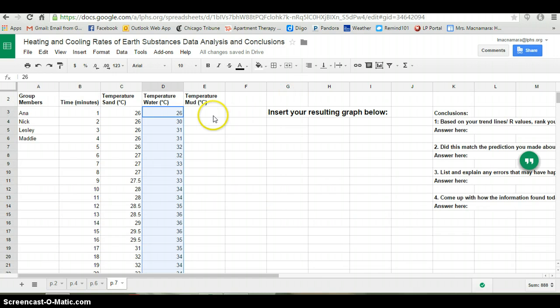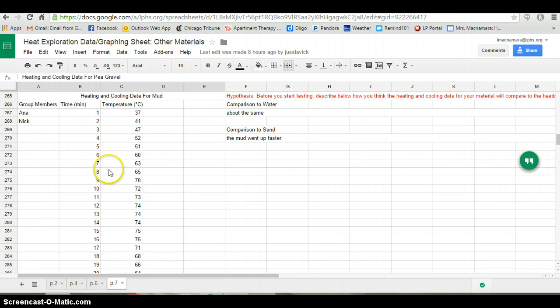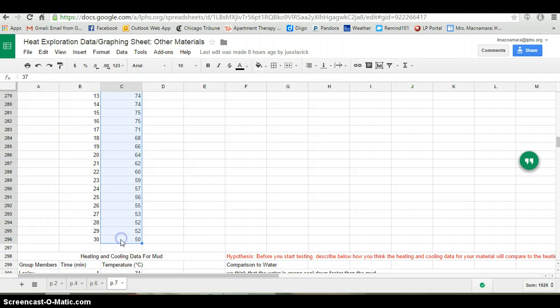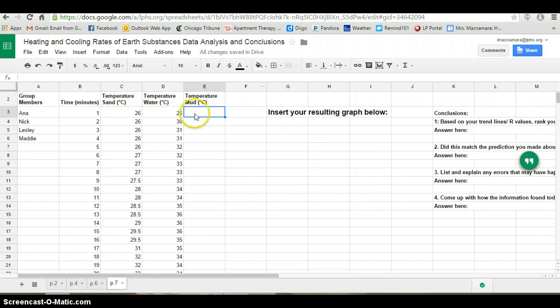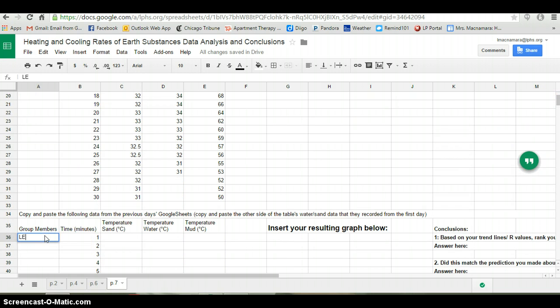So this group was testing mud. Okay, so Anna and Nick, you guys, for example, and this will be kind of the same for everyone here. So here's the data for the second material you tested. For example, Anna and Nick, they would be copying and pasting this data here. Actually, this part will just be Anna and Nick. Leslie and Maddie, you would scroll down here and put your data here.